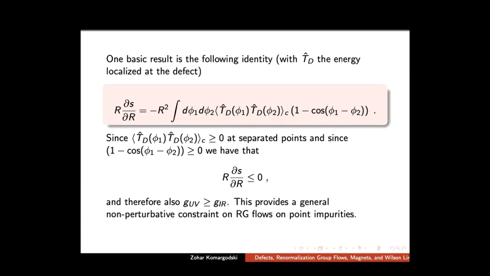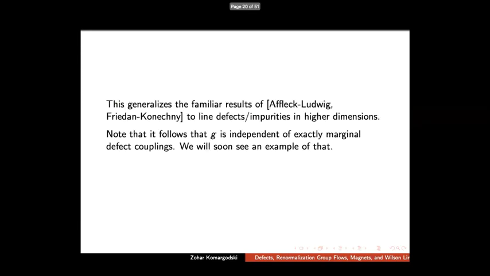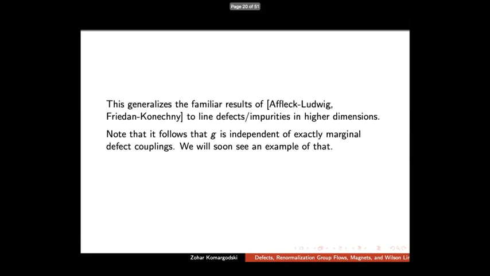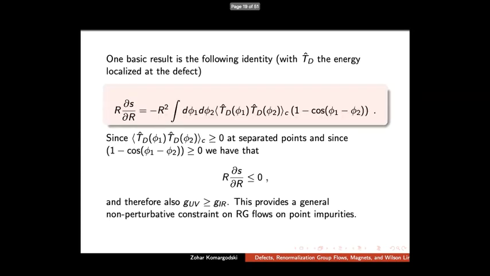This is analogous to the Affleck-Ludwig theorem about quantum defects in 1+1, except that this is true in any number of dimensions in unitary local theories. So this is a vast generalization of Affleck-Ludwig, and it also provides a new subrule that is actually also true in 1+1.